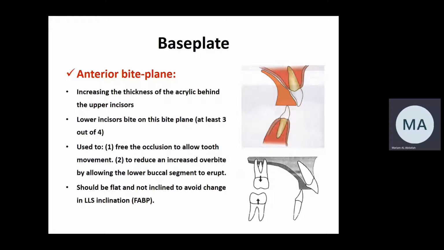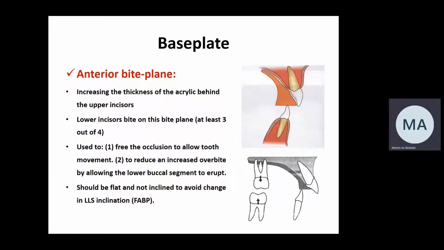Why do we use it? As you can see, the lower incisors come in contact with this bite plane, and the buccal segment becomes separated. Now in growing patients, the teeth are free to erupt to fill this gap, and we end up reducing the overbite. So it is used in growing patients with deep or increased overbite, because it's an effective way to reduce the overbite.